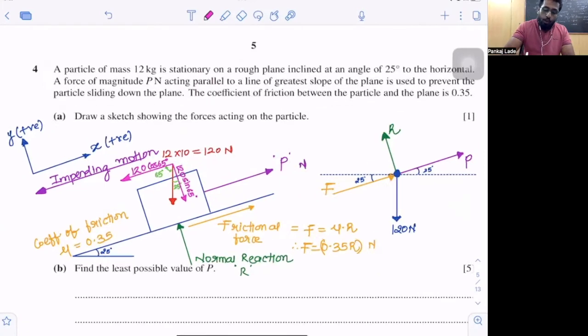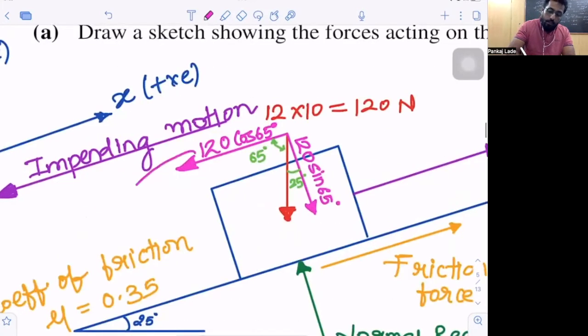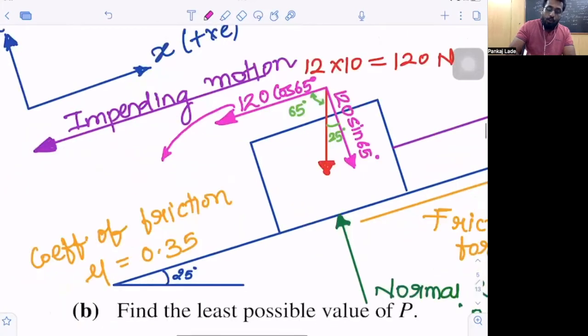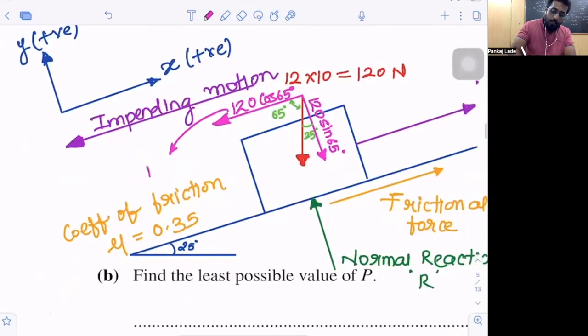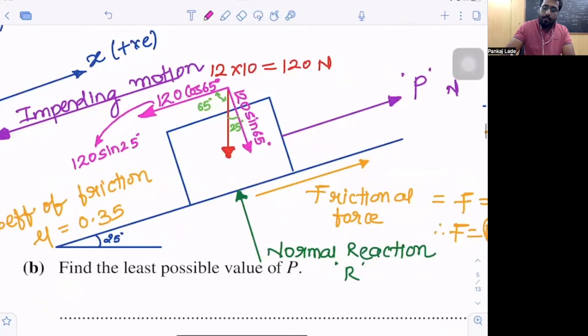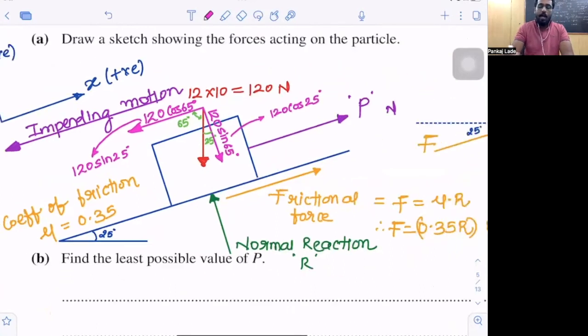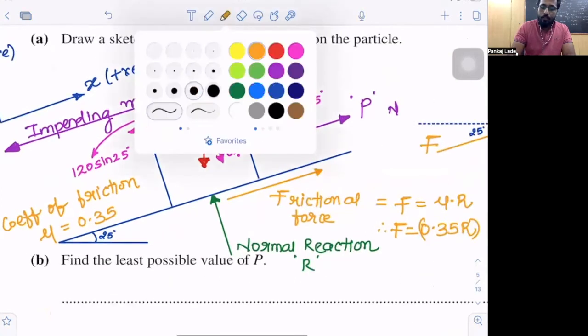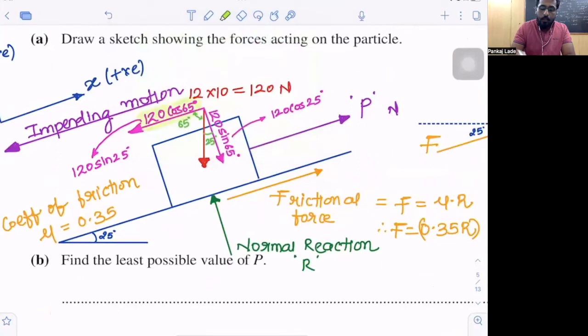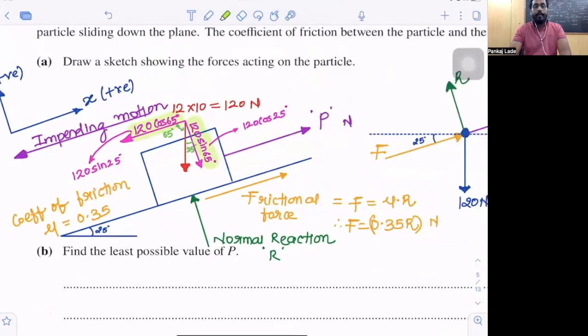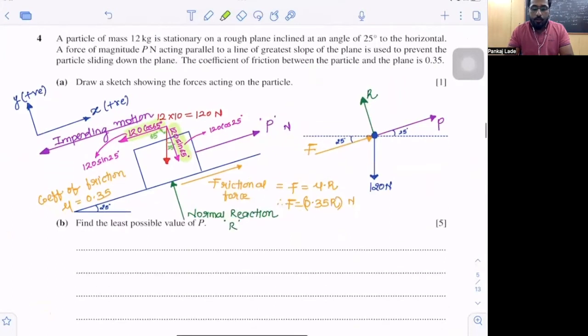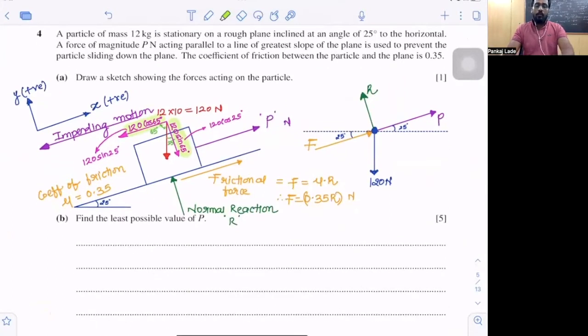This could also be written, if you want, you get the same answer, as 120 sine of 25 degrees and 120 cos of 25 degrees. But as I said, I would stick to the values which are written over here. Okay, so these are the forces which are acting on the body.